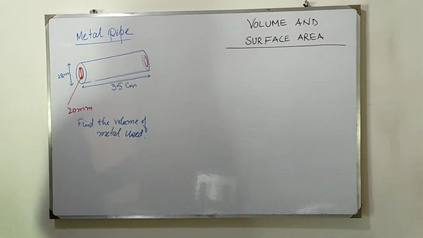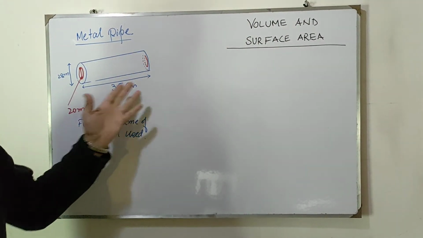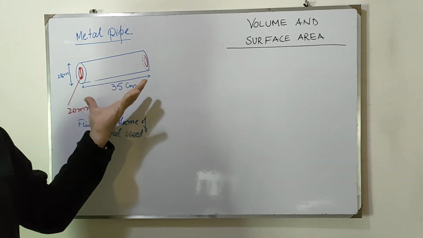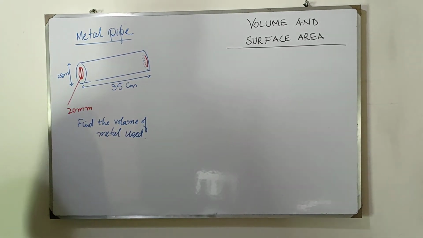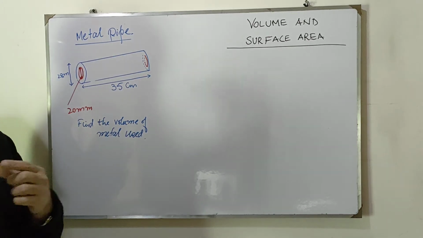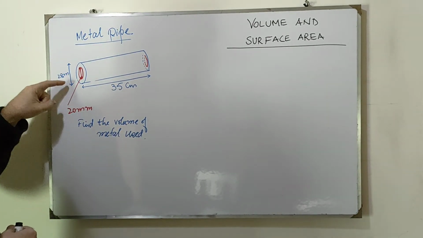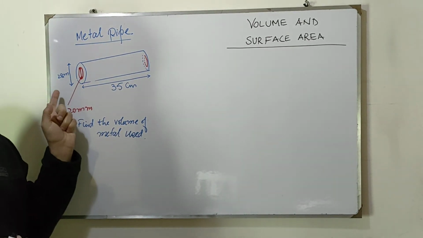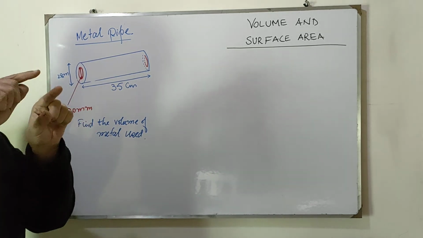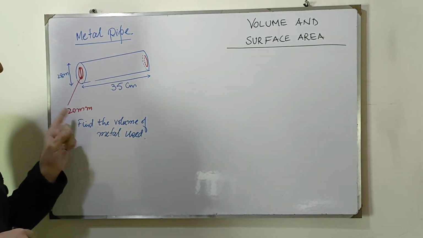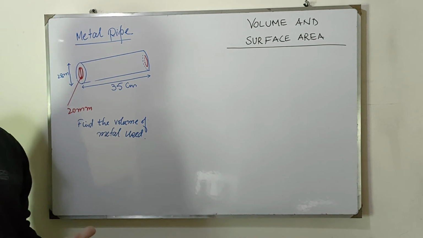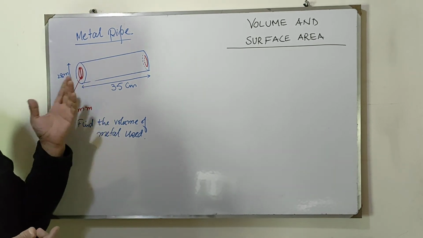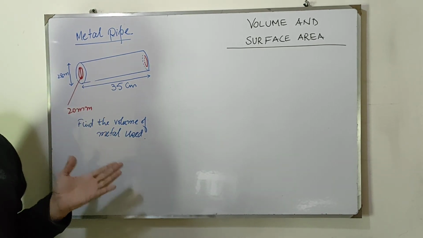Okay, now we have a metal pipe, right? The length of the metal pipe given is 35 centimeters. Okay. Now it's a pipe. Outer diameter is 28 millimeters. Inner diameter is 20 millimeters. And we have to find the volume of the metal used in this pipe.